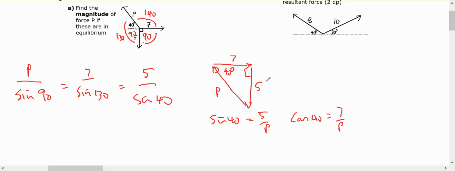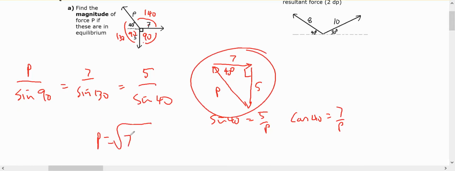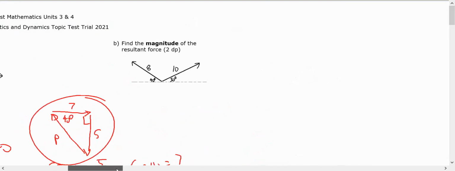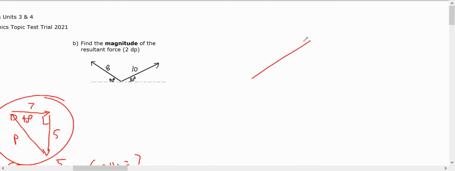The other thing you could do in this, since that's a right angle, P is the square root of 7 squared plus 5 squared. And that would have given you different answers and would have accepted any of them because that can't be 40 degrees for this to be in equilibrium. That was my mistake.